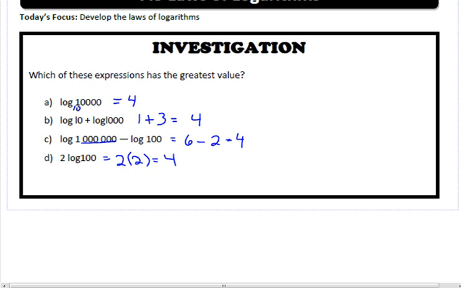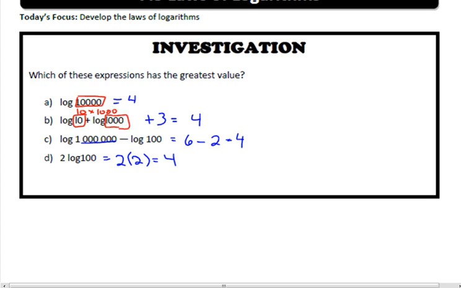And so how come this guy is the same as this? How are they related? Looking at these two numbers here, how is 10,000 related to 10 and 1,000? The number of zeros total is the same. So we could say 10 times 1,000 gives you 10,000.